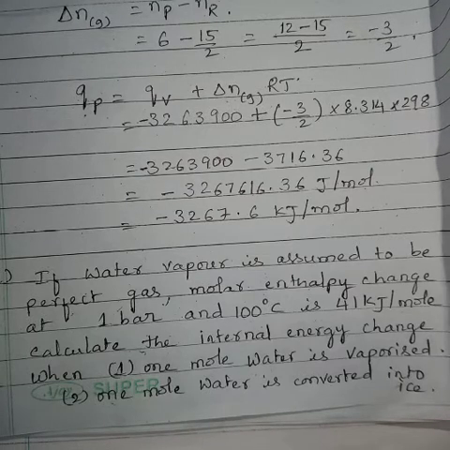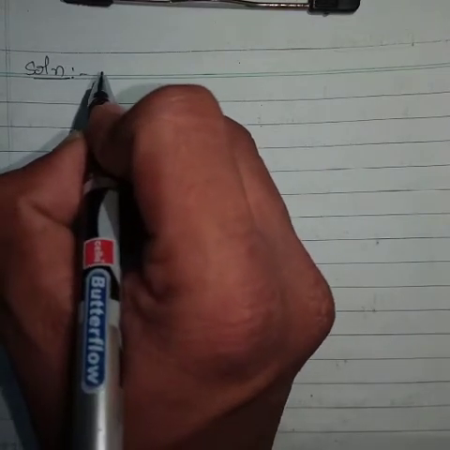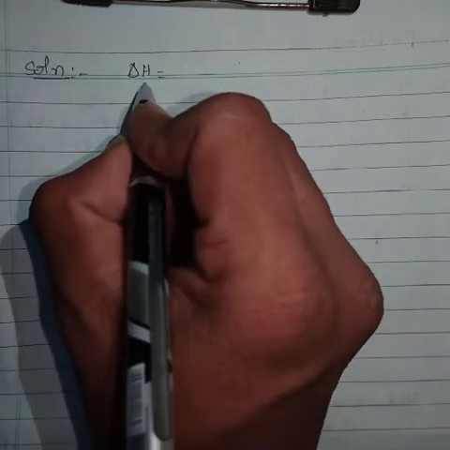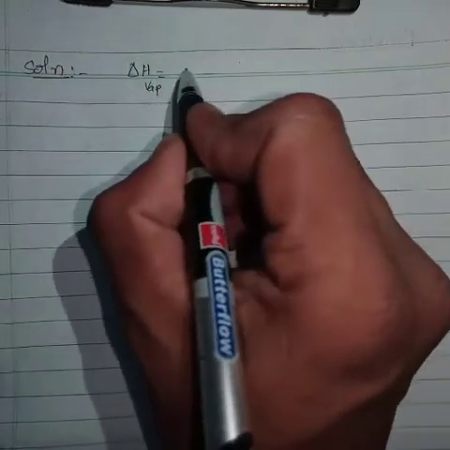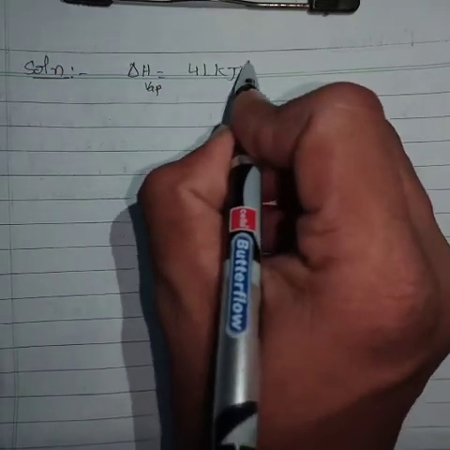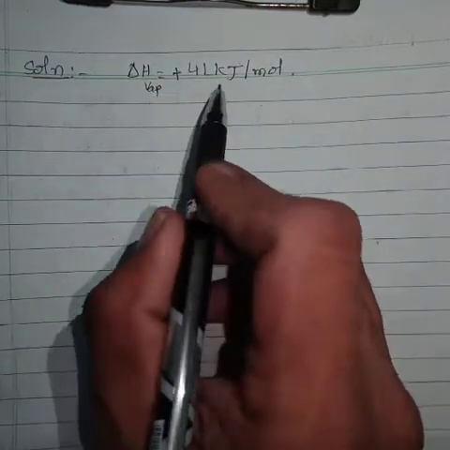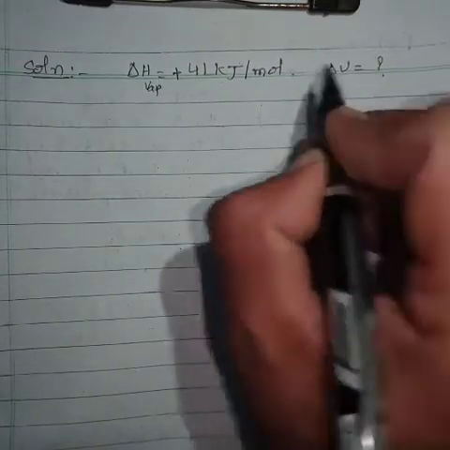How much change in internal energy occurs when water is converted into steam? That we have to calculate. Solution: here delta H of vaporization is given, and it is equal to 41 kilojoules per mole. Here we have to take a positive sign because heat is absorbed. Then we have to calculate the delta U value.